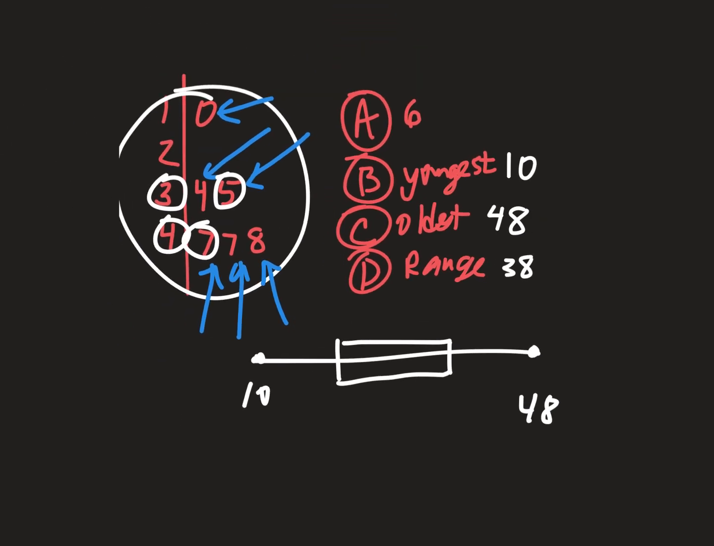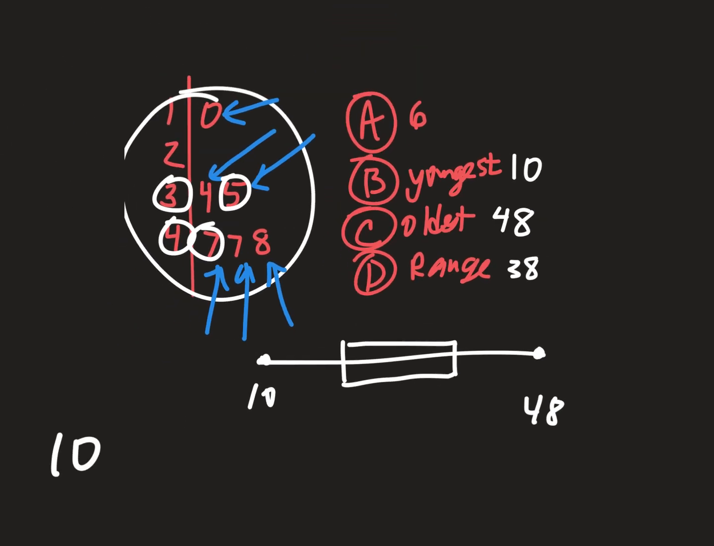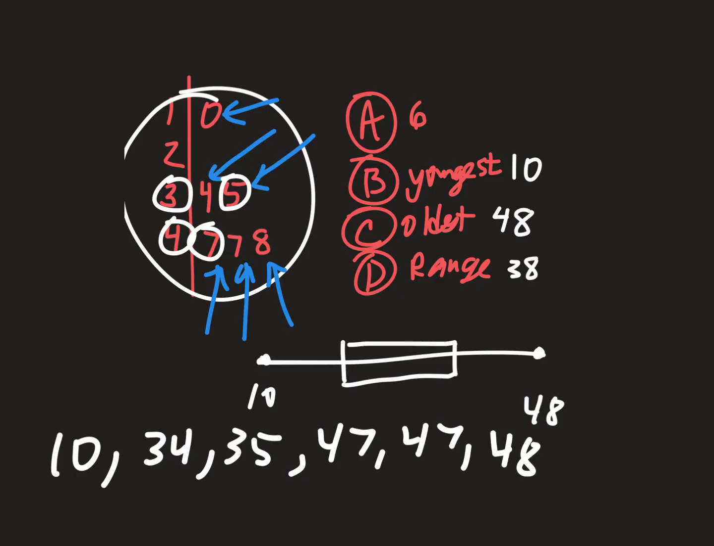If I listed these numbers in order, it would go like this: 10, 34, 35, 47, 47, and 48. And the 2 in the middle are those 2. Does that make sense to you?